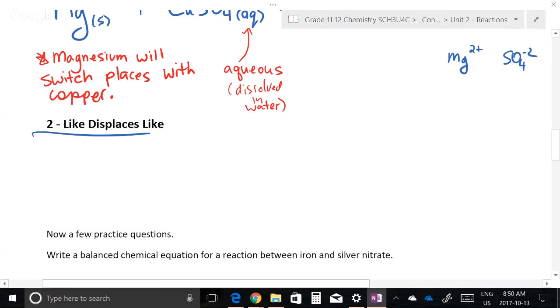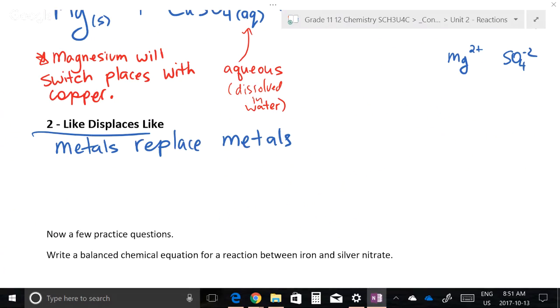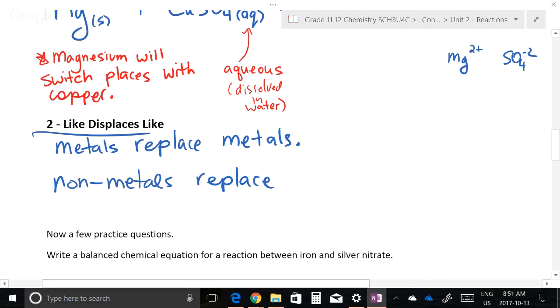So as a rule of thumb, metals replace metals. And you're right, it would be more accurate to say cations replace cations, but I'm going to write it this way because it's easier to remember. Metals replace metals, and nonmetals replace nonmetals. Good.